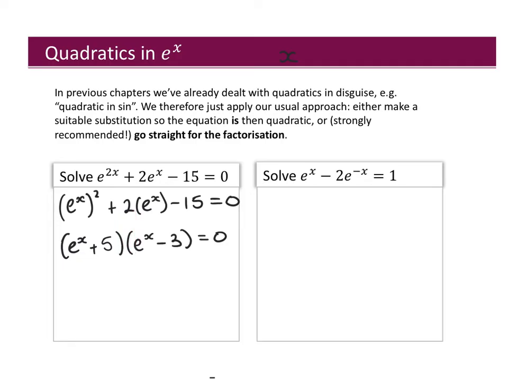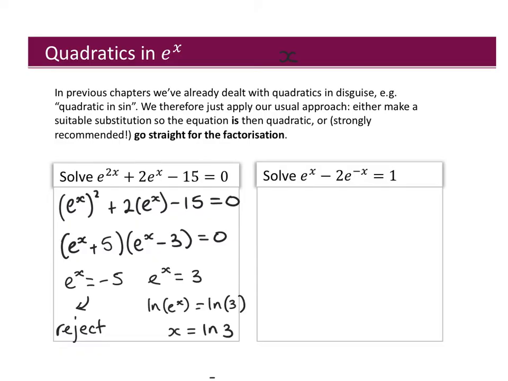Then we solve it. When does this equal 0? This is when e to the x equals negative 5, and when e to the x equals 3. Okay. Exponential functions are always positive. Reject e to the x equals negative 5. Then, how do I solve e to the x equals 3? ln both sides. ln of e to the x equals ln of 3. So that means x equals ln 3. Beautiful. Okay? It's absolutely beautiful.